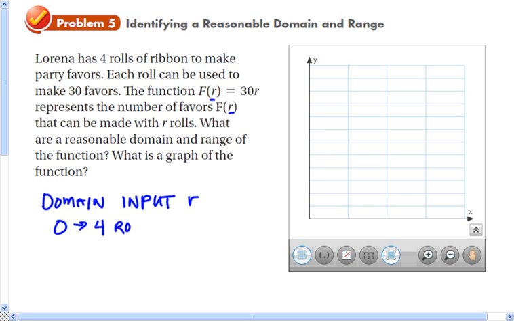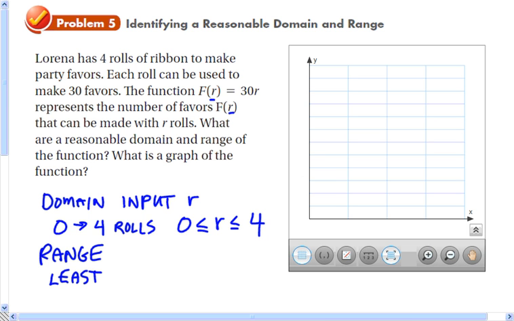And in mathematical notation, we would say the domain is r has to be greater than or equal to 0 and less than or equal to 4. Now the range, the least we might use is 0. So we want to find f of 0, which is 30 times 0, which is 0.